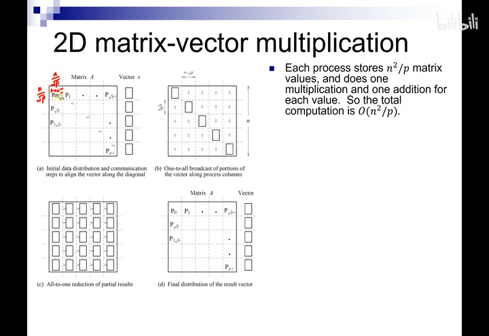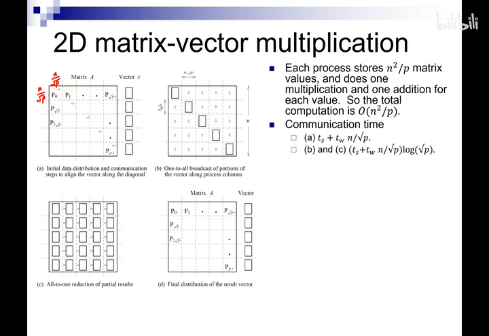So for example, if it's storing these values, here it's storing 4 values, for each of these values it's going to take this value and multiply by that value, and then add it into a running sum. Then it takes the next value, multiplies by this value, and adds it into the running sum. So basically, for every value it stores, it does a multiplication and an addition. Because it's storing n squared divided by p values overall, each process is also going to do n squared divided by p computation. Okay, so that is the computation.